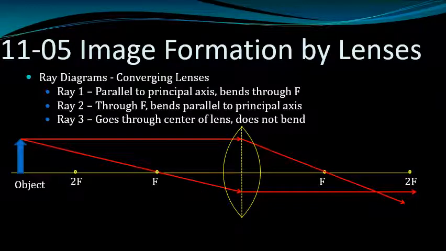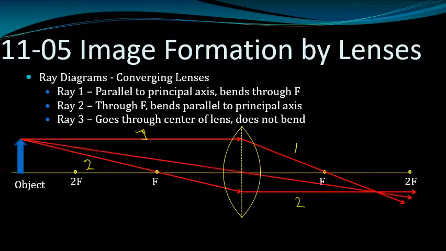So this is ray 1, this is ray 2. Ray 3 just goes to the center of the lens and does not bend. So it starts at the top of the object, goes to the center of the lens, and doesn't bend. So this is ray 3. Notice over on the right-hand side, all 3 rays intersect at one point. That will be the tip of the image. So the image will be right there.